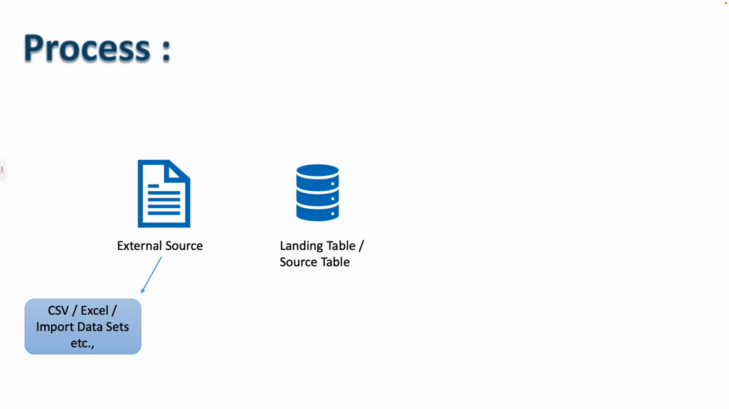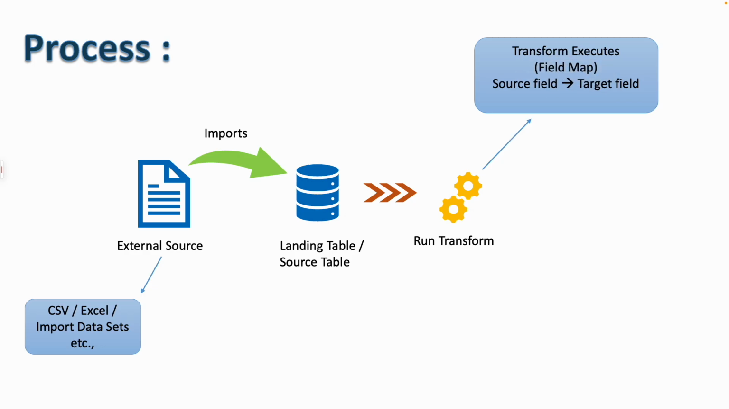The first step is that the data is imported into the landing table. Then it moves to transform execution, which executes the insertion of data. This is where the field map comes into the picture. When you define the source field and the target field, and the transform executes, it picks the data from the source and inserts it into the target record. Once it is completed, the data will be loaded into the target table.